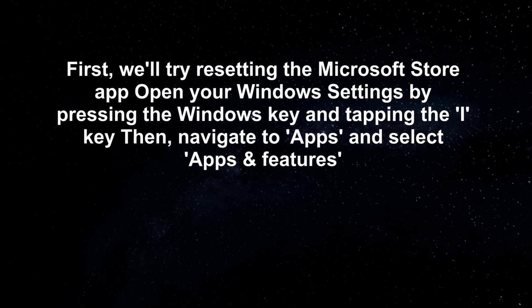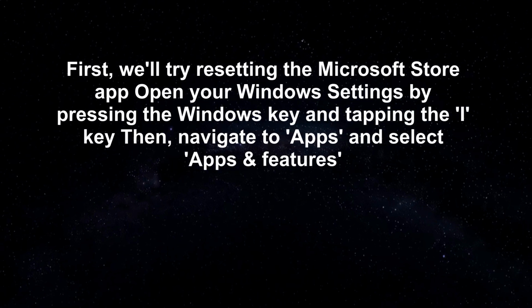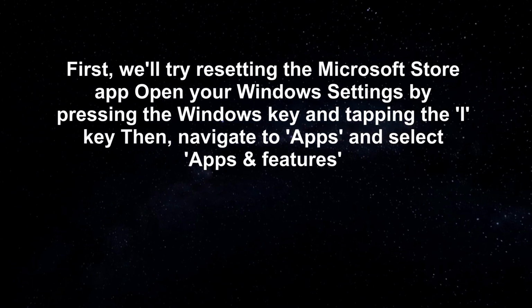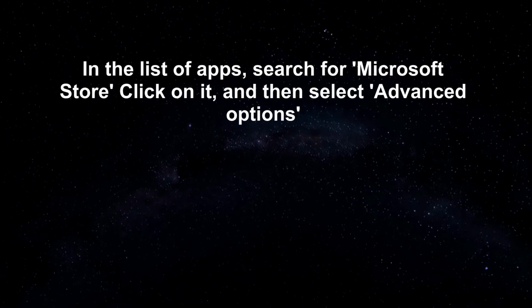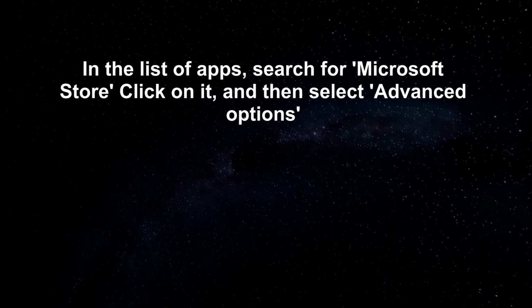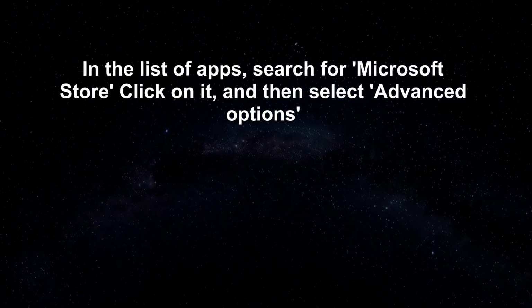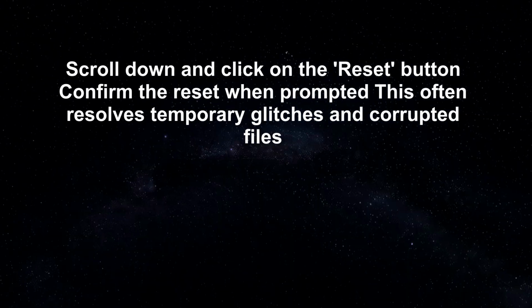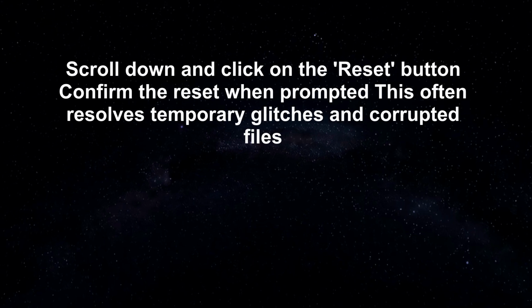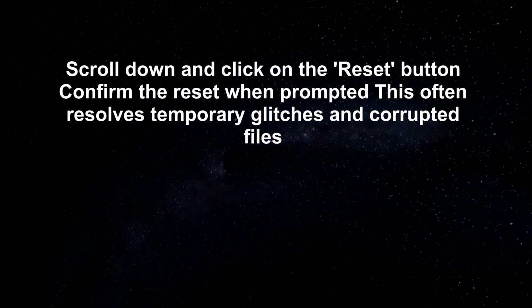Open your Windows settings by pressing the Windows key and tapping the I key. Then, navigate to Apps and select Apps and Features. In the list of apps, search for Microsoft Store, click on it, and then select Advanced Options. Scroll down and click on the Reset button. Confirm the reset when prompted. This often resolves temporary glitches and corrupted files.